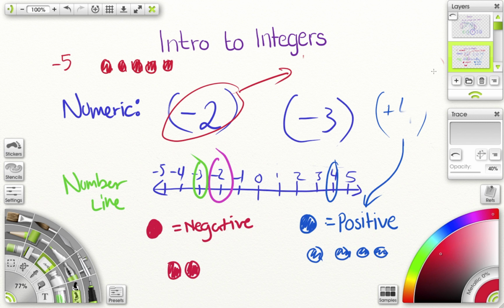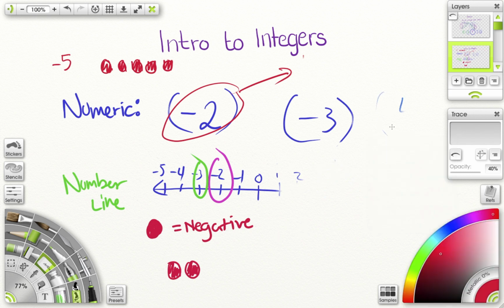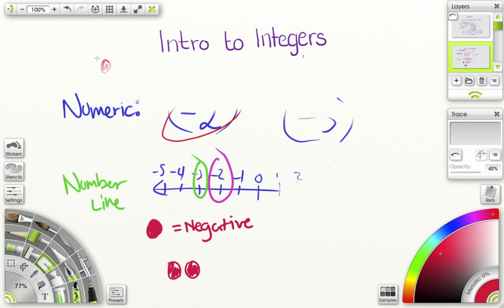Pretty easy, I should think. I don't think too many of you would have trouble with it. The next part we're doing is recognizing greater or less than integers, as in the value of an integer. So I'm just going to erase this.